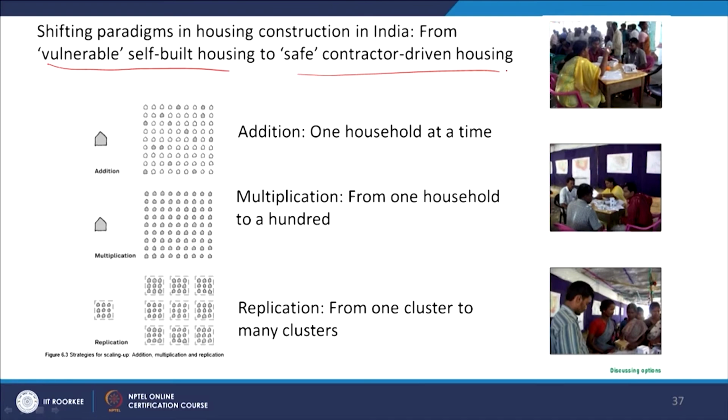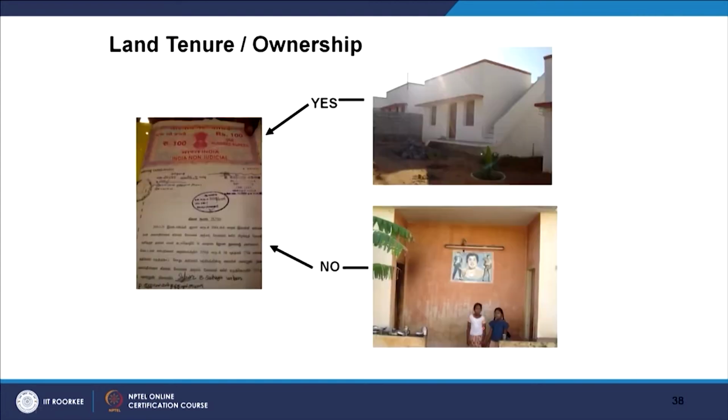And there are other aspects where that particular monograph discussed scaling up the owner-driven process in various aspects. In addition, how one household at a time, the multiplication from one household to 100, and the replication from one cluster to many clusters. So this is where the different owner-driven and contractor-driven processes work, especially in terms of the advancement of their built forms, and how they develop a schemata or a model, and then how they can replicate it, whether at the scale of a cluster or a settlement, in that whole model. So there are both pros and cons of each model.